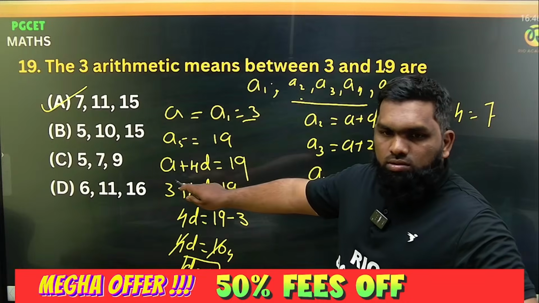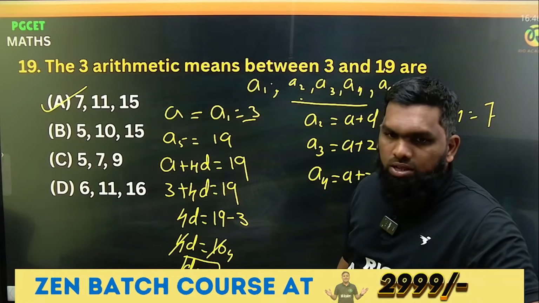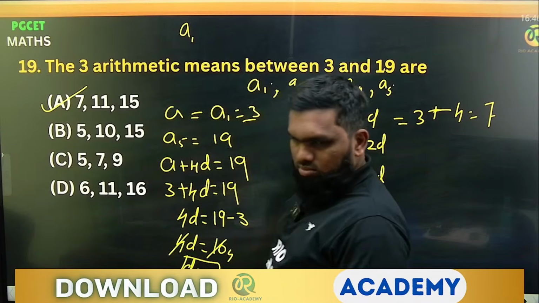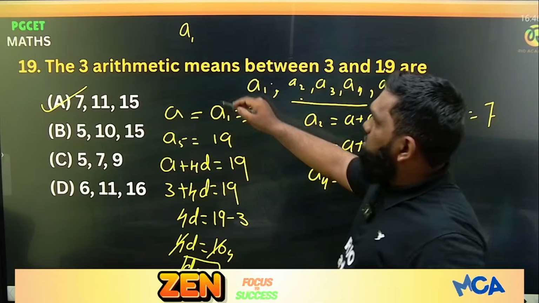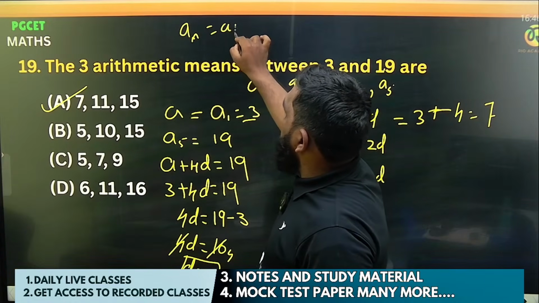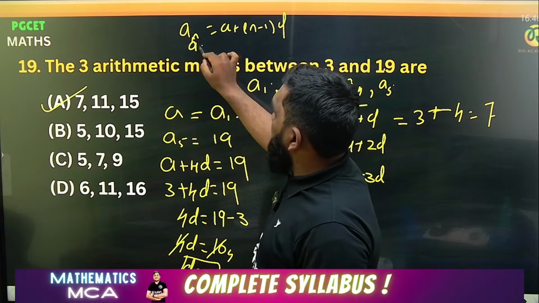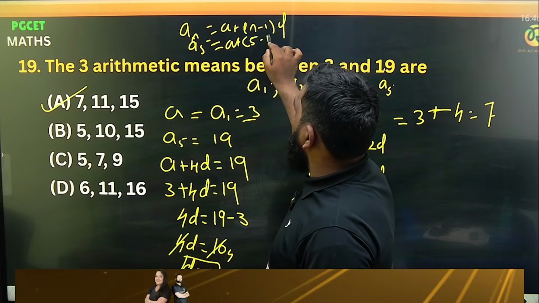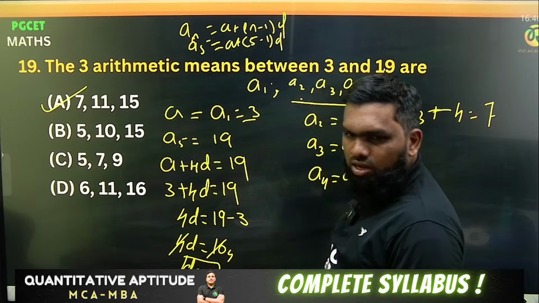There is a formula, the arithmetic progression formula. That is the general form: A1, and AN is equals to nth term. AN is equals to A plus N minus 1 into D. If N is 5, what happens? A plus 5 minus 1 into D. It comes directly.